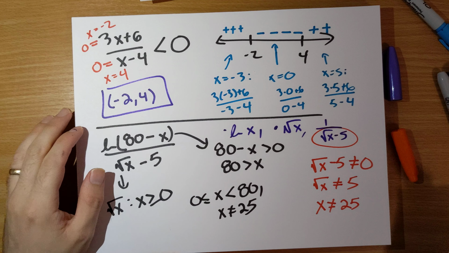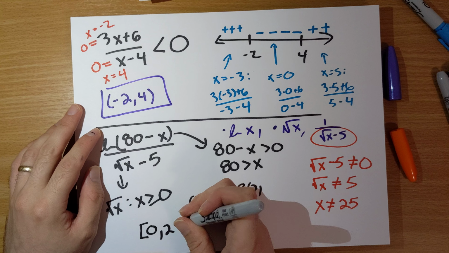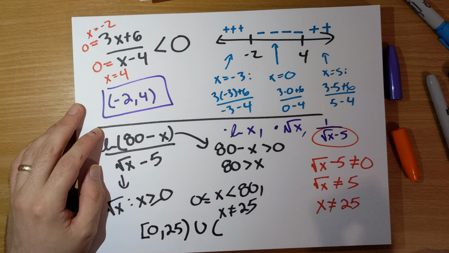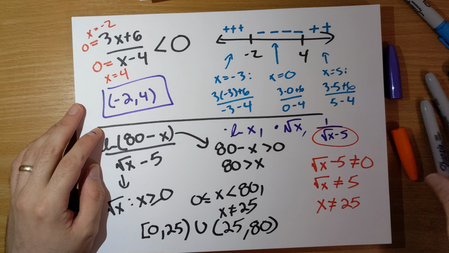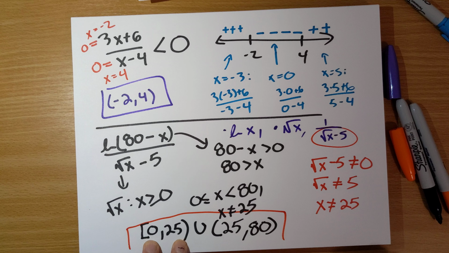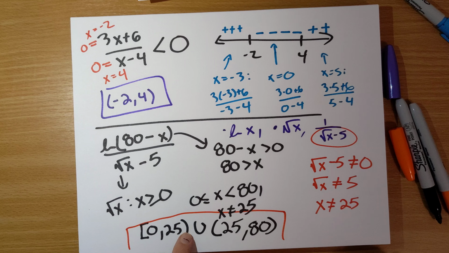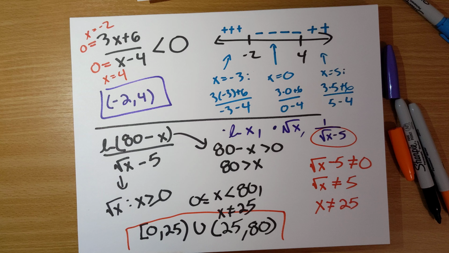Writing this in interval notation, here is the answer. Let me write this out and explain it. So this is representing all numbers that are at least 0, but strictly less than 25, and everything from 25 to 80, not inclusive. It can be either this or this. We put a union symbol in between those to represent the fact that we're taking the union of these two intervals.